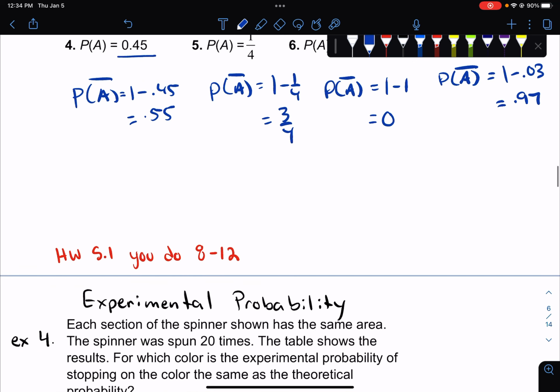All right, homework problems 8 through 12 look like what we just did. So stop the video, go do homework 8 through 12 if you want, or go ahead and move on to the next.